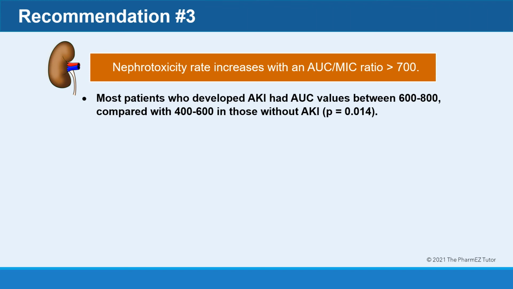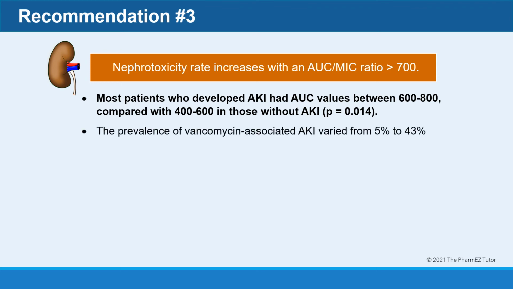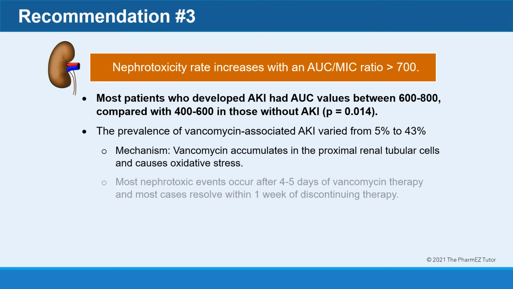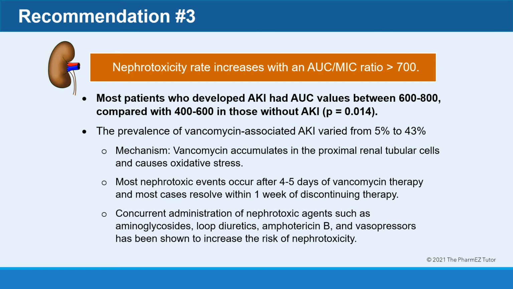Most patients who developed acute kidney injury had AUC values between 600 to 800, compared with 400 to 600 in those without kidney injury. The prevalence of vancomycin-associated kidney injury varied from 5 to 43%. The mechanism is thought to be that the drug accumulates in the proximal renal tubular cells and causes oxidative stress. Most of the nephrotoxic events occur after 4 to 5 days of vancomycin therapy, and most cases resolve within a week of discontinuing the drug. Concurrent administration of nephrotoxic agents such as aminoglycosides, loop diuretics, amphotericin B, and vasopressors have been shown to increase the risk of nephrotoxicity.